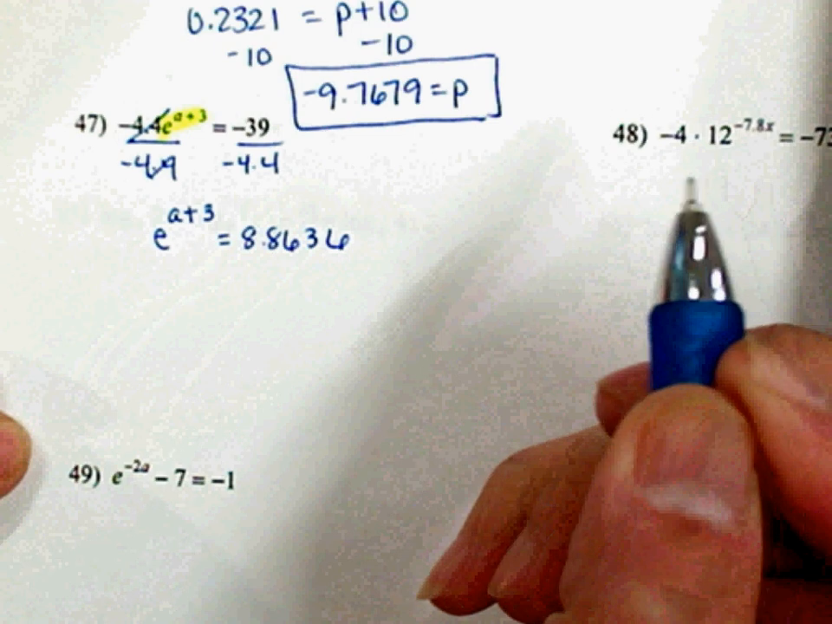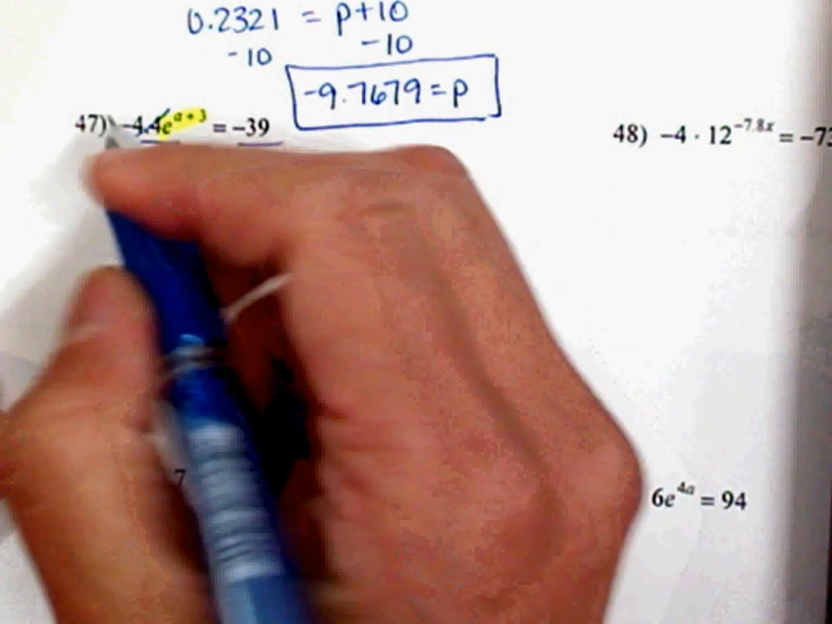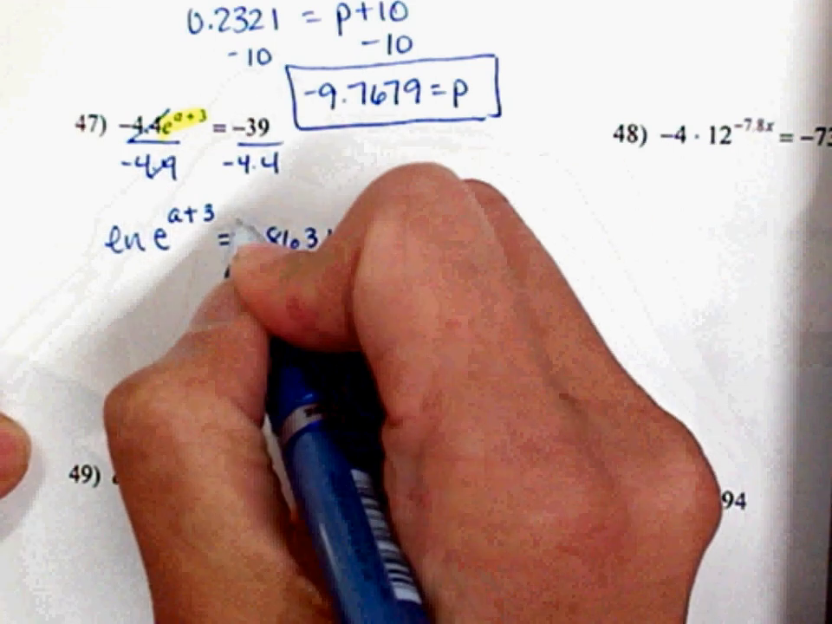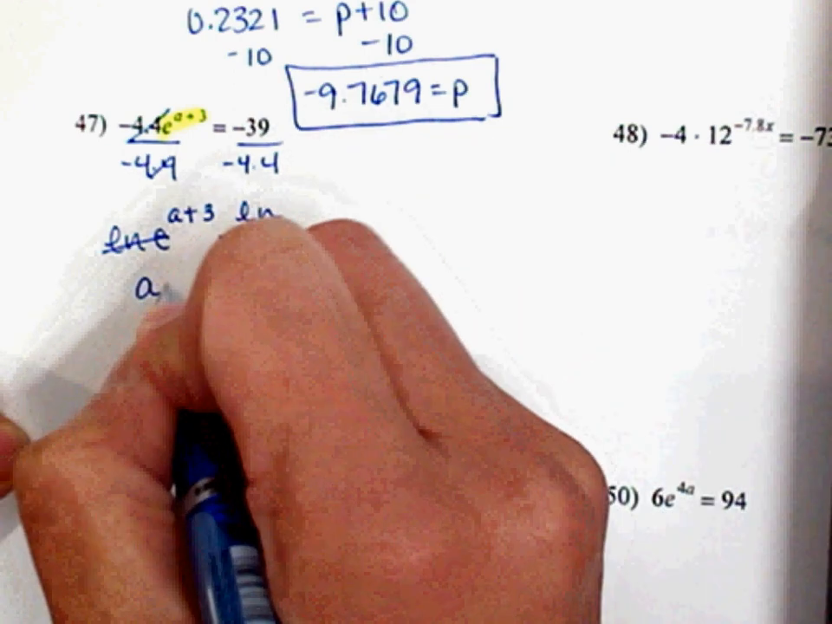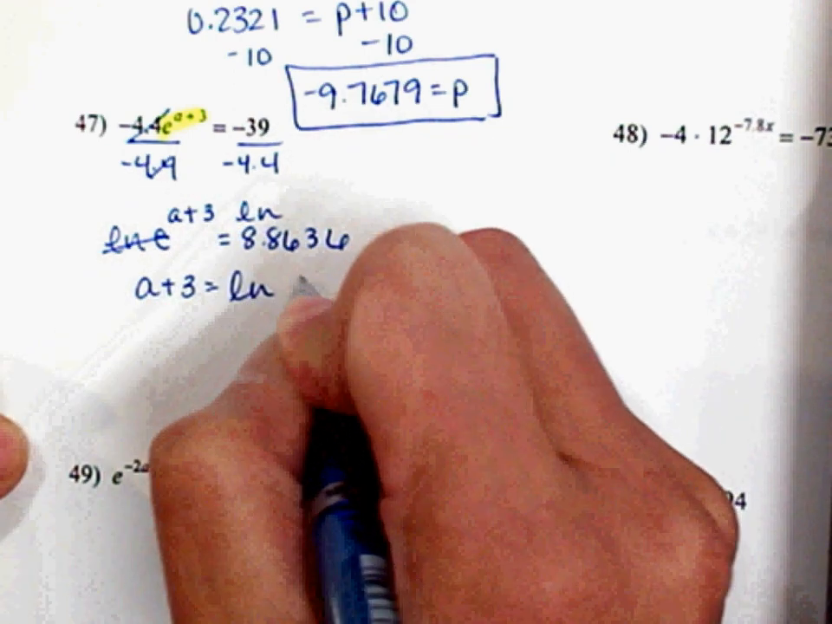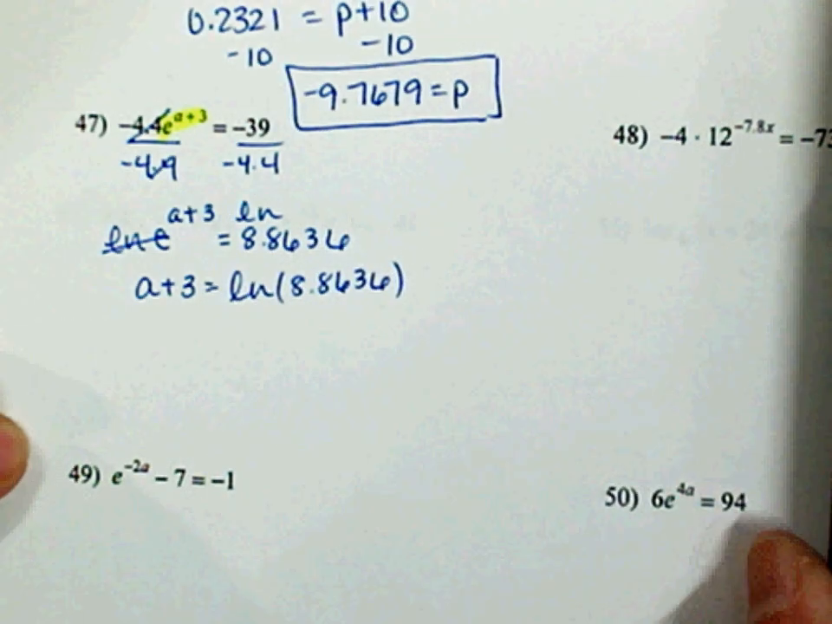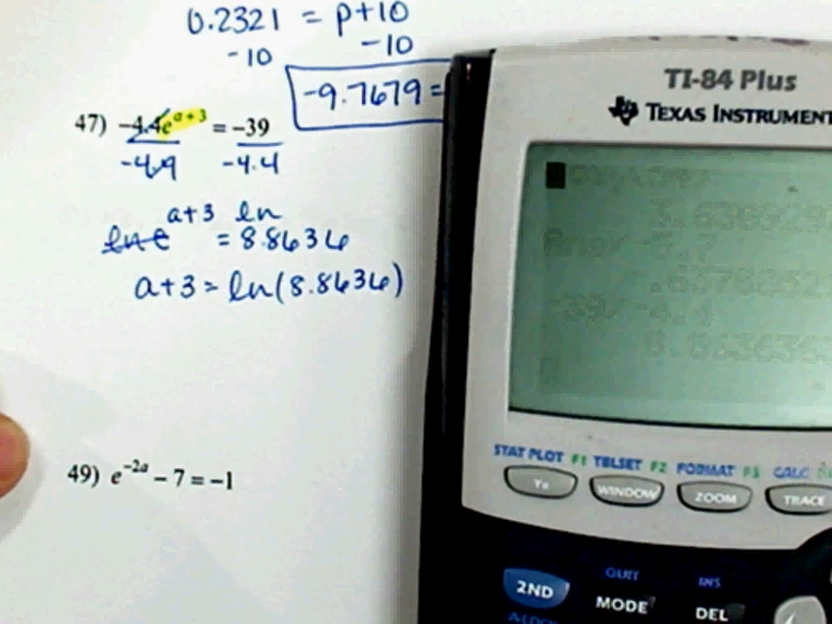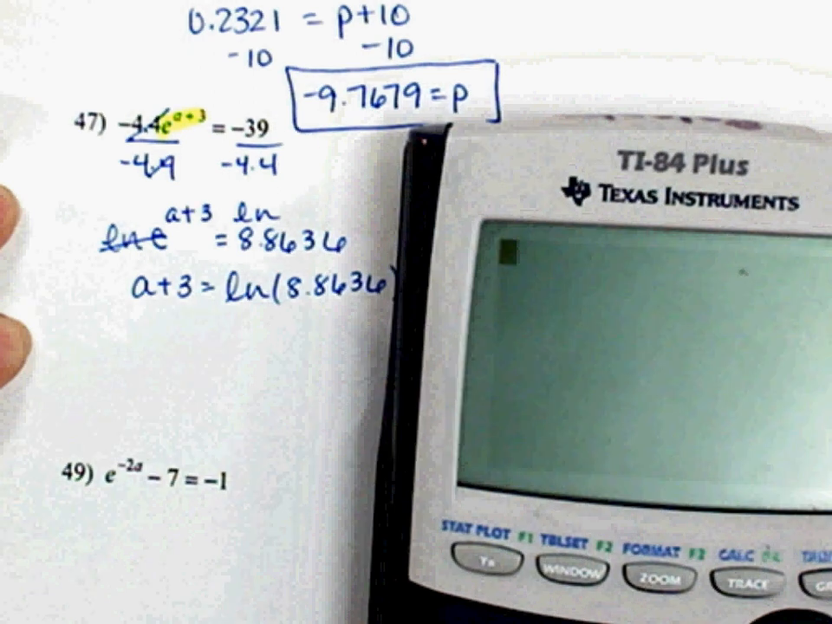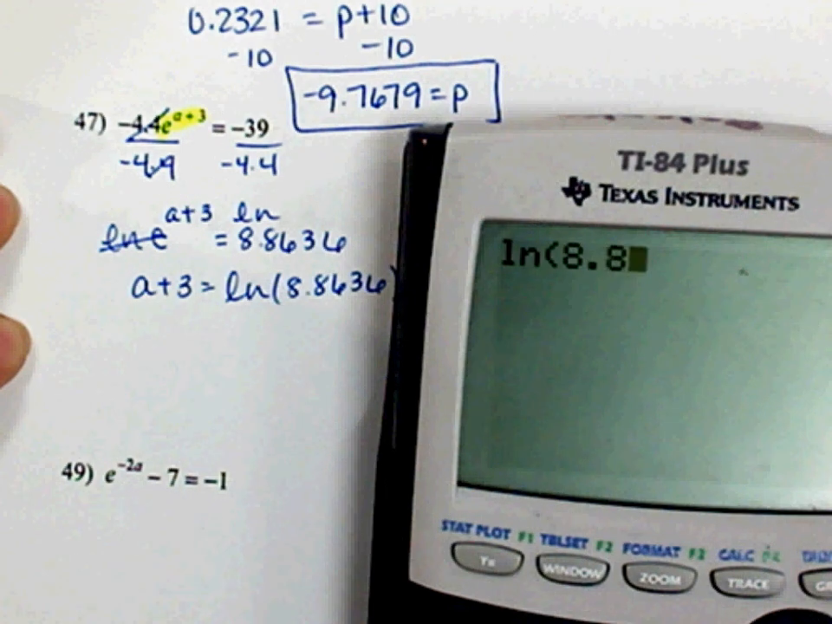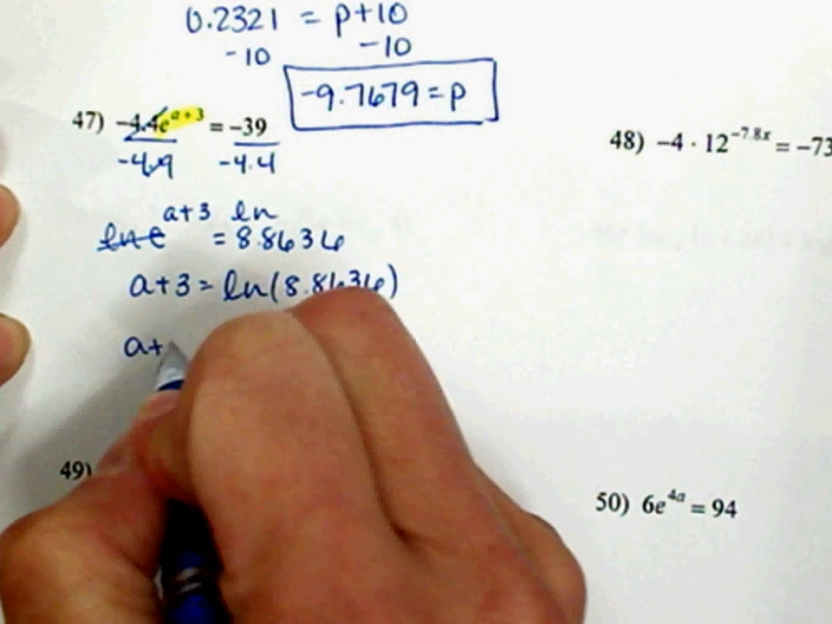Comes out to be 8.8636. Okay. So now I want to solve. I want to bring down that a, so I'm going to take a natural log. Opposite, what you do to one side, you do to the other, and that cancels out. So you have a plus 3 equals the natural log of 8.8636. And if you want to put parentheses around it, you can, not required. All right. So I'm going to hit natural log. There's natural log right there. Okay? So natural log 8.8636.